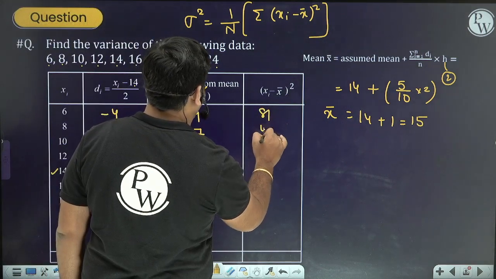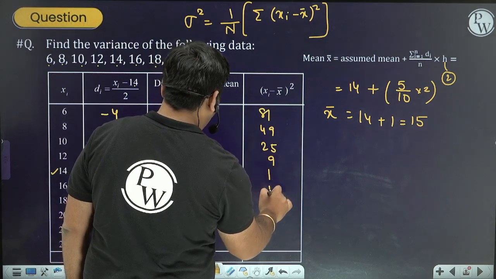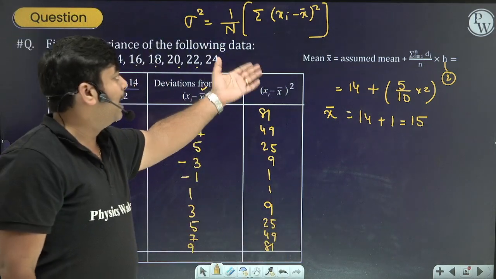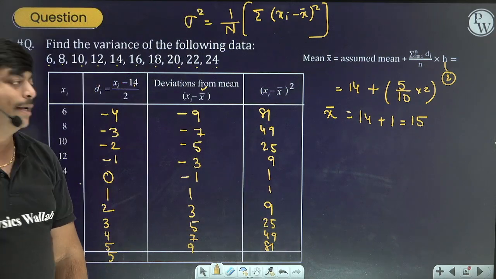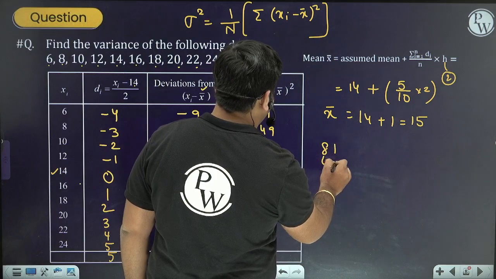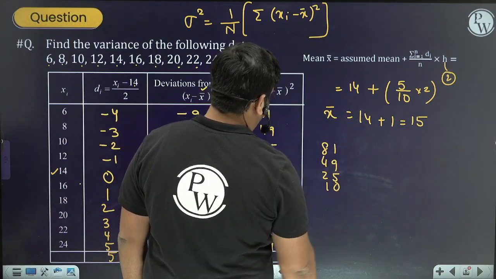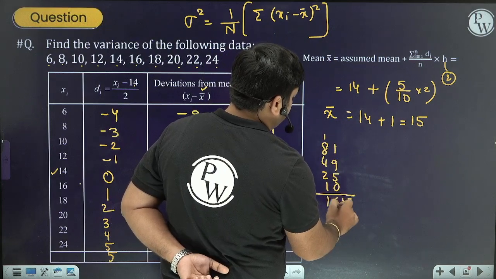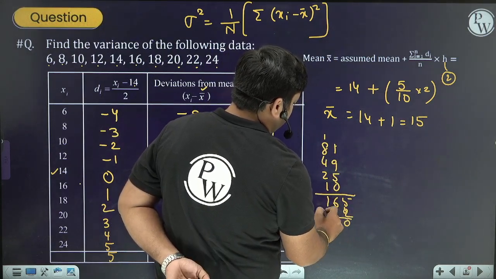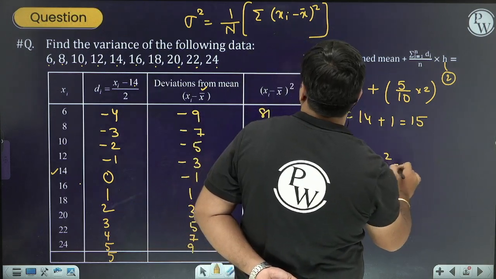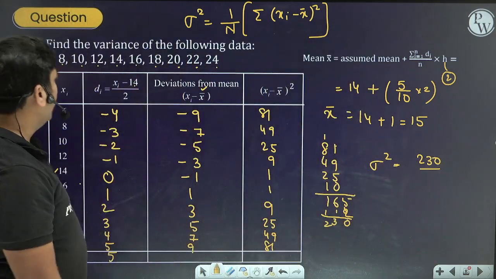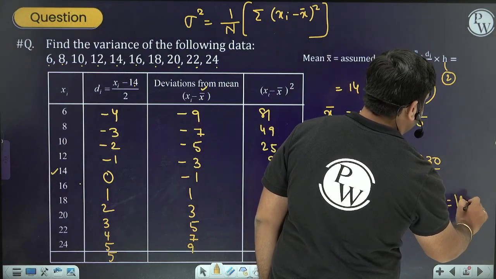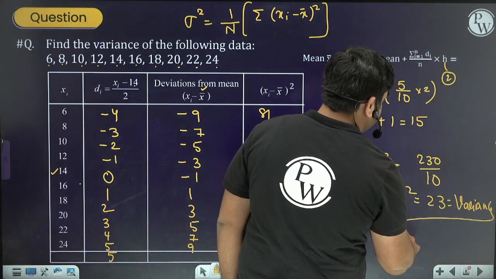9 square 81, 7 square 49, 5 square 25, 9, 1, 1, 9, 25, 49, 81. So the thing is, add all this and divide with n, and your answer will be there with you, that is sigma square. So 81 is 2 times, 49 2 times, 25 2 times, 9 plus 1 is 10, all these numbers are repeated twice. That gives 165 twos, how much is that? 230. So sigma square will give you 230 by n, the total number of observations, so 10. Sigma square will be 23. That is variance. If you want sigma, it will be root 23.